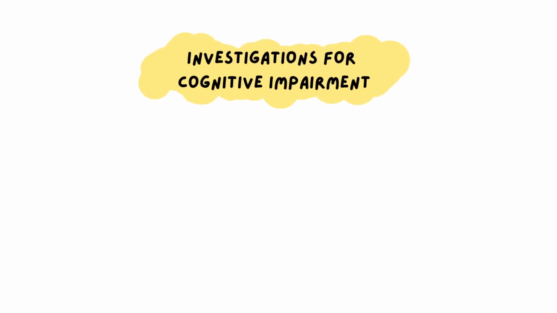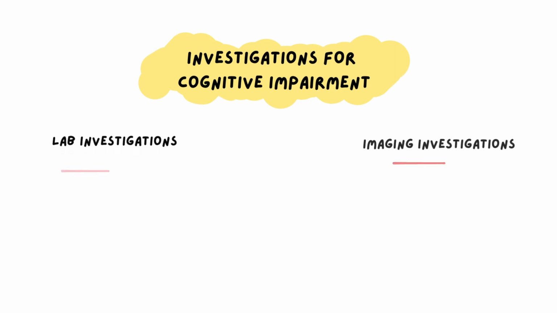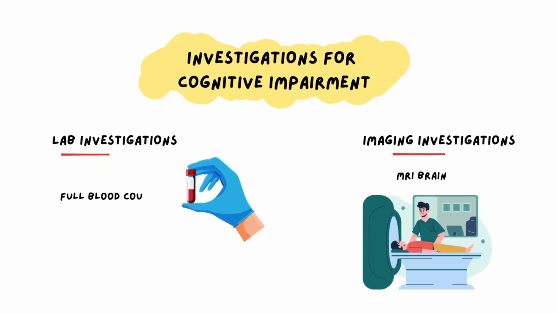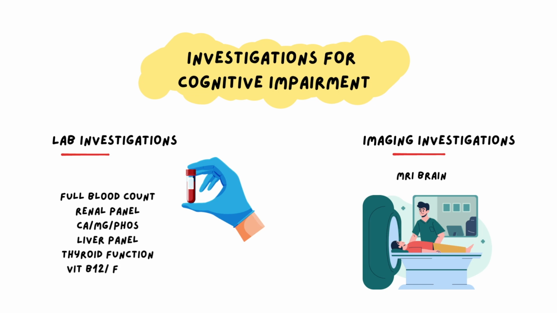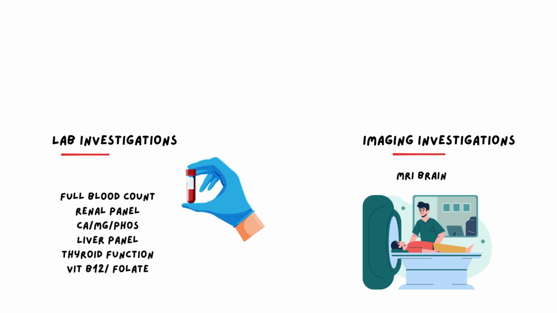All right, and what investigations would you like to order for a patient with dementia? I would like to do blood investigations and imaging investigations. Blood investigations include a full blood count, renal panel with glucose, calcium, magnesium, and phosphate, liver function tests, thyroid function tests, and vitamin B12. Imaging investigations include an MRI of the brain, looking for generalized brain atrophy, and focal areas of atrophy, such as in the hippocampus and medial temporal lobe.